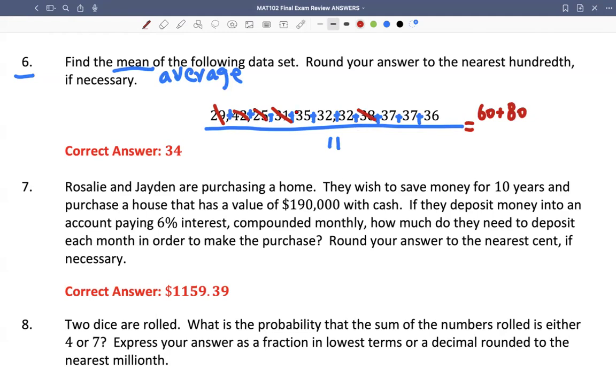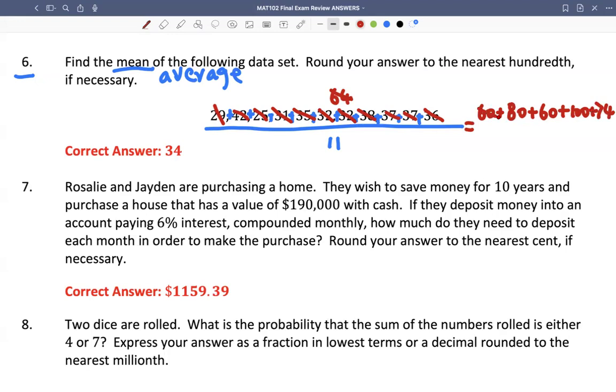Then I say 25, I'm going to add it with 35. That gives me 60. Then 32, I have 232. 232 adds 64. 64 and 36 adds up to be 100. Then I have 37, which is 74. So I add 74.